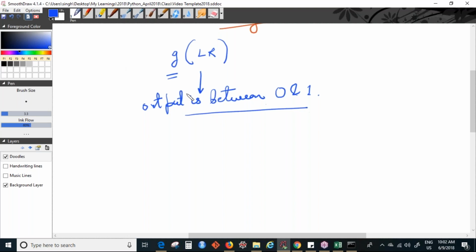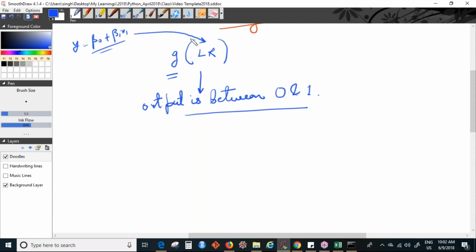Okay, so we don't do any fancy stuff here. We just take the same linear regression line, and on top of that we apply another function. Let's say a function g, so that the output of the linear regression line is always between 0 and 1. So this is what is done in logistic regression.